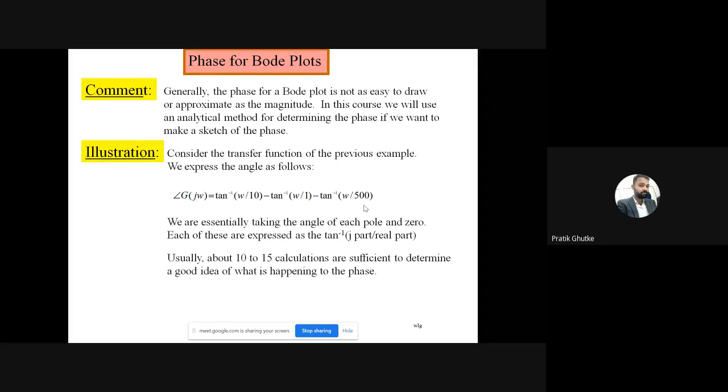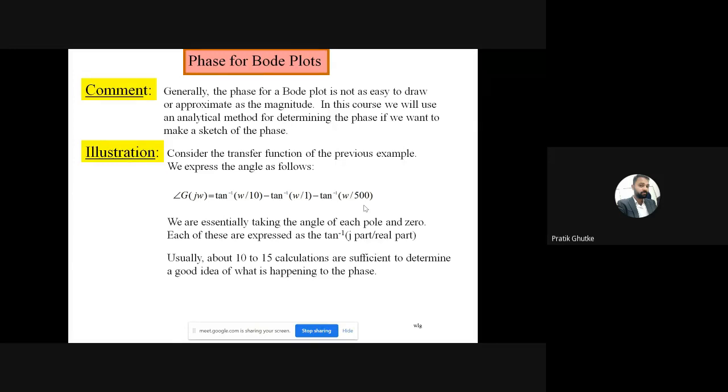What is the illustration for this? Consider the transfer function from the previous example, and this is the angle condition, the angle of G(jω). So what can I write? For zeros, I have to take plus tan inverse of ω by 10. But for poles, I have to take minus tan inverse. My one pole was at 1, another pole was at 500, and my zero was at 10.